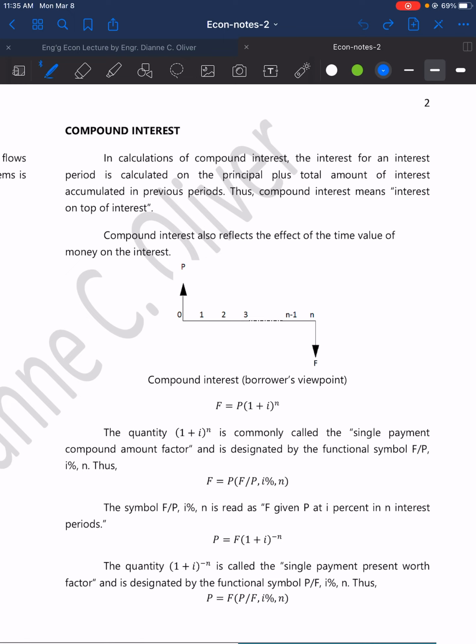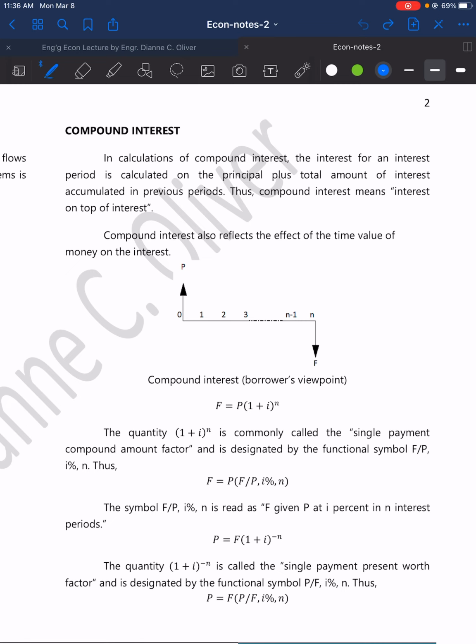So we have here compound interest. In calculations of compound interest, the interest for an interest period is calculated on the principal plus the total amount of interest accumulated in previous periods. Thus, compound interest means interest on top of interest. Compound interest also reflects the effect of the time value of money on the interest. So as time goes by, the amount of money increases. So here we have the cash flow diagram.